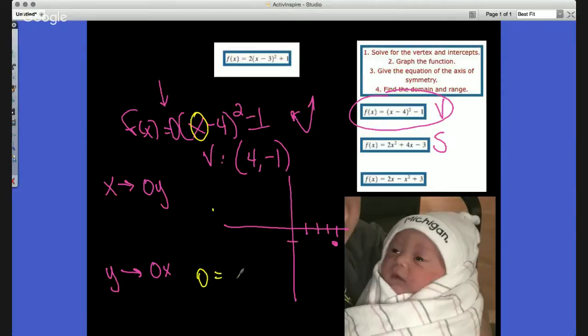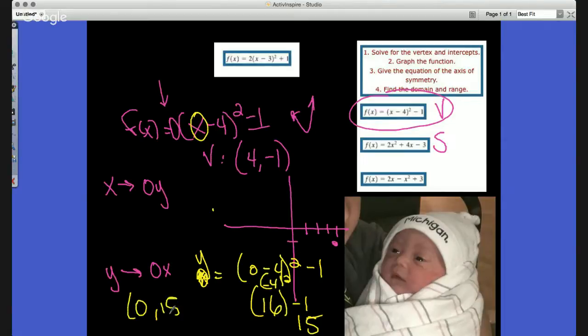Oh, I'm sorry, I'm doing the other one, doing this one first. y equals 0 minus 4 squared minus 1. So 0 minus 4, negative 4, squared would be 16, okay, because negative 4 squared is 16, minus 1 would be 15. So my y-intercept should be 0, comma 15, okay, 0, comma 15. All right, perfect.